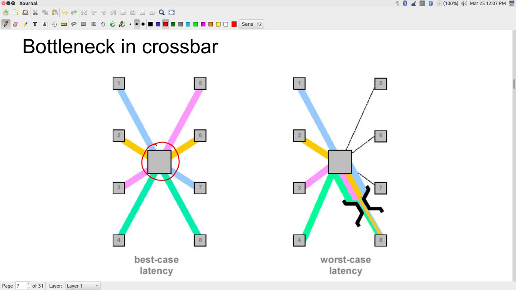The problem now happens when everybody is trying to talk to the same destination, right? So let's say 1, 2, 3 and 4 are all trying to talk to 8, then that becomes an issue even with a crossbar. Is this unrealistic? Possibly, but not too unrealistic, because just think of 8 as the main memory of the system, right? If that was the case, then everybody is very likely to be trying to talk to 8, getting data into or out of 8.